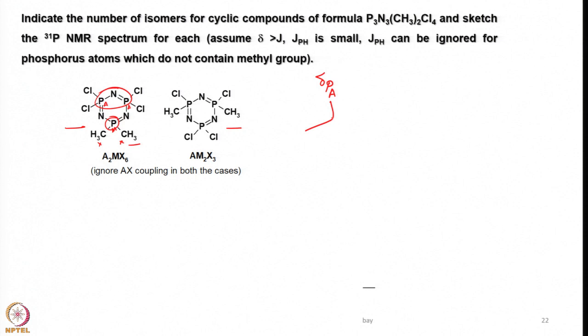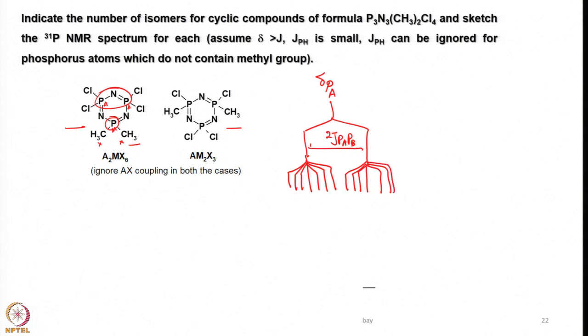First it will be split into a doublet. This is the 2J PP coupling, PA, PB. And then this is coupled with six protons. If six of them are equally coupled, you should get seven lines, n plus one lines, because I equals half. So what you get is 1, 2, 3, 4, 5, 6, 7. Similarly here also 1, 2, 3, 4, 5, 6, 7. So something like this we get.